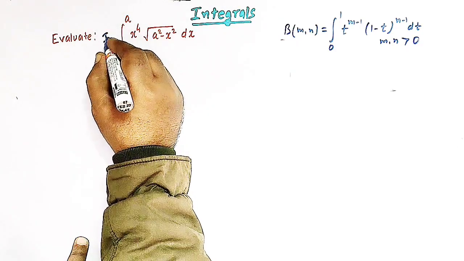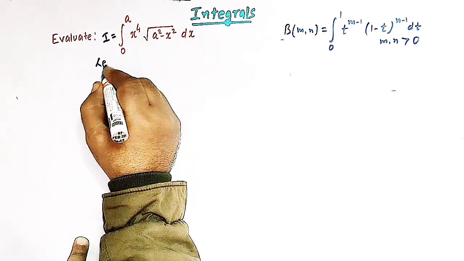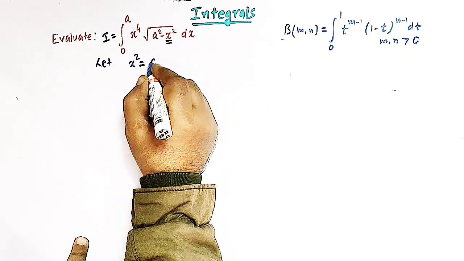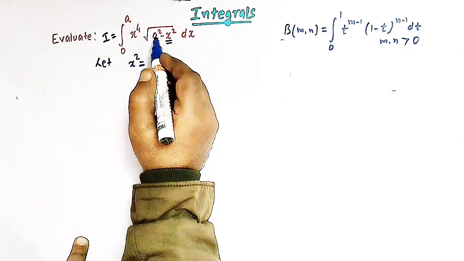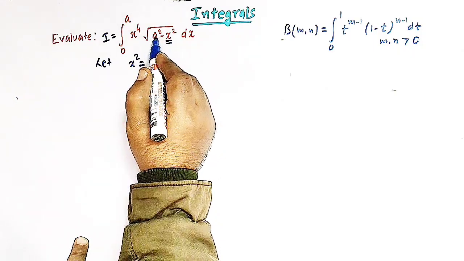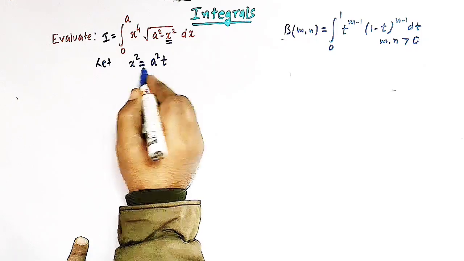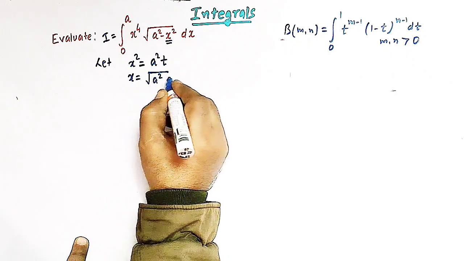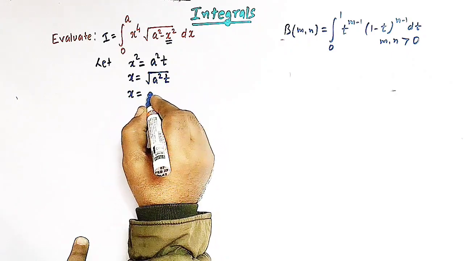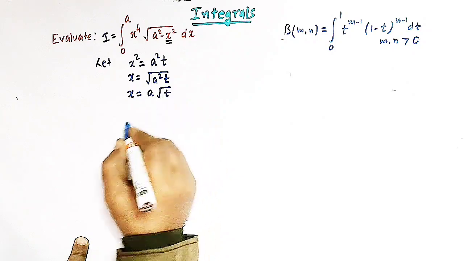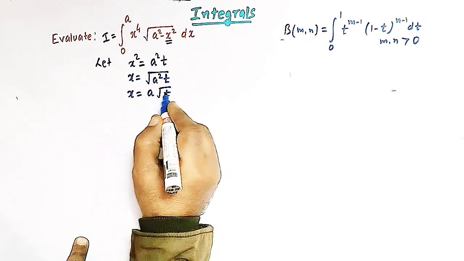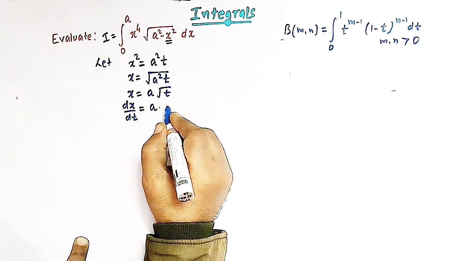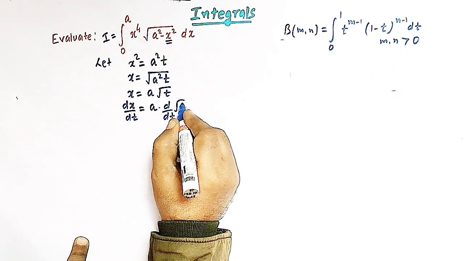Right, so let us first take this integral as I, and let us substitute here x square is equal to a square t, right, so that we can take a square common. Okay, so now we'll take x square is equal to a square times t, so that x is equal to square root of a square t, and x can be written as a times square root of t. So now let us differentiate x with respect to t.